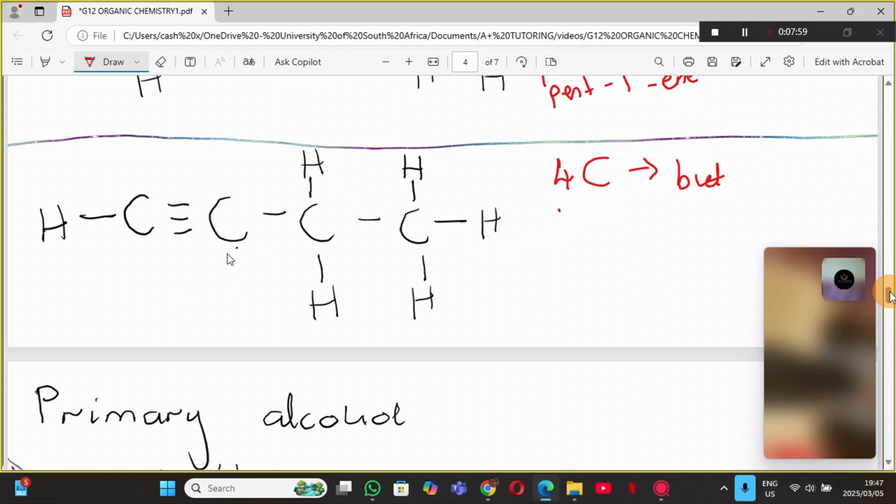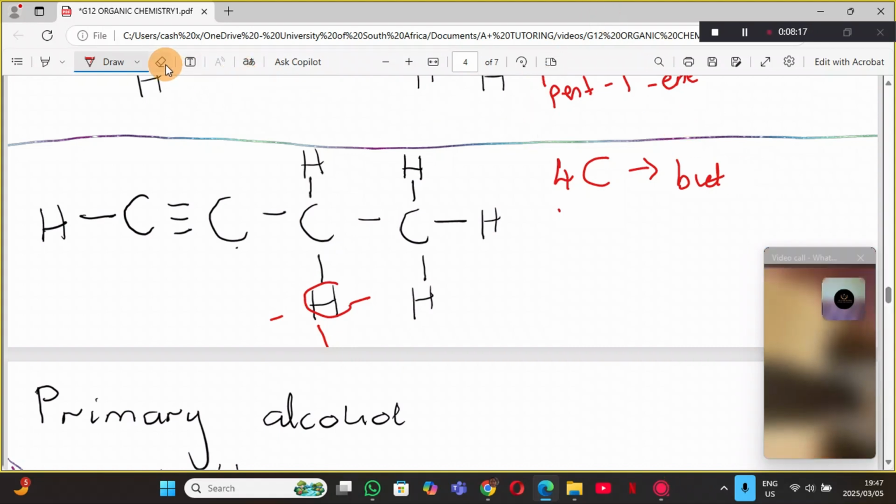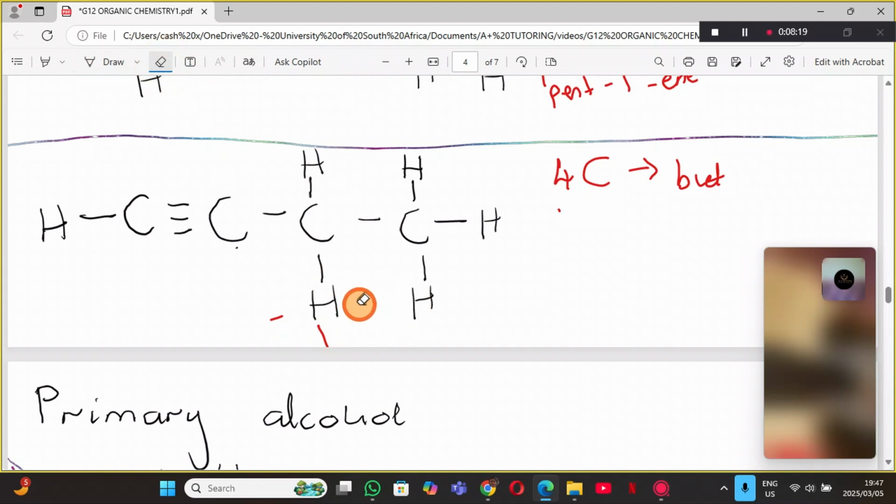So if, for example, you had something else here, like another C with its stuff here, you now need to see which one is longer, 1, 2, 3, 4 or 1, 2, 3, 4. You choose the longest, and then you name that other one as a branch. In this case, since we didn't have any branches, that's why I just rushed to saying it's a but. But normally, first check your longest chain, then name it by how many C's it has, and then you choose what it's going to start with.